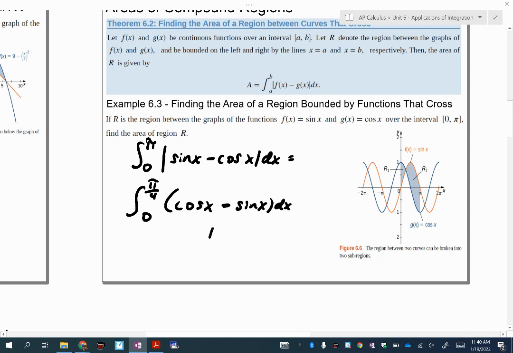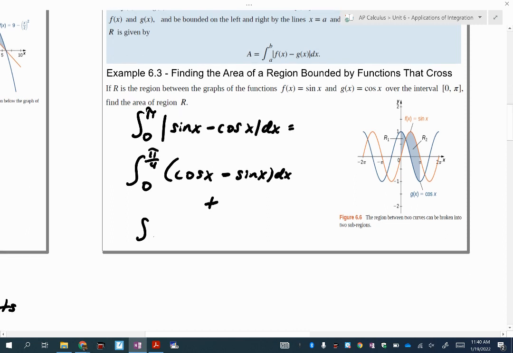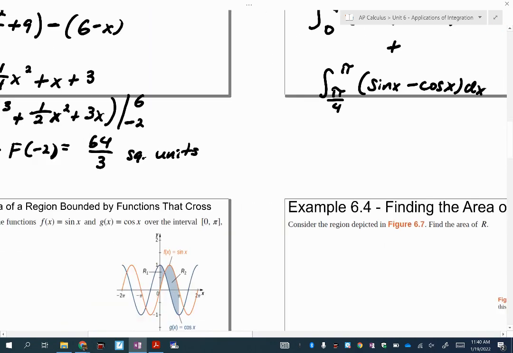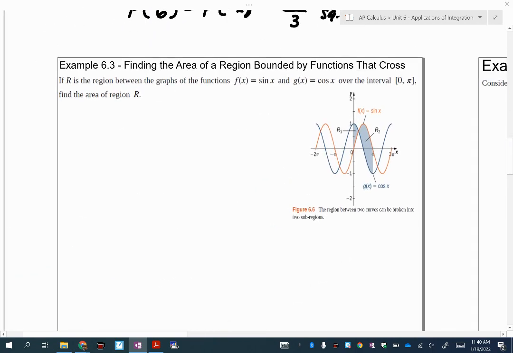And then plus the integral from pi over 4 to pi, where sine of x is above cosine of x. So it's kind of like doing two versions of what we talked about in our very first example. All right, so I need to integrate from 0 to pi over 4 cosine of x minus sine of x. So let's go ahead and find the antiderivative for that.